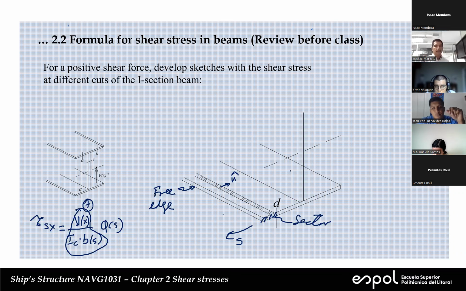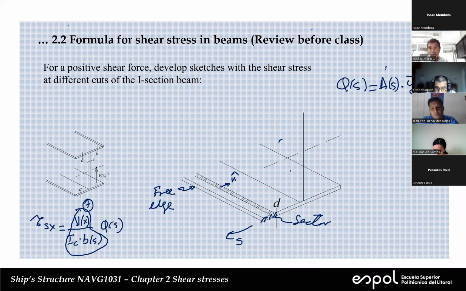Mr. Benavides, you said that Q of S is negative or positive, whatever. Why is that? That's my question. Because Y average is going downward and it's in the negative. Exactly. That's the answer. Q of S is equal to, or we can express it as, the product of the area of the sector multiplied by the Y average of that sector.